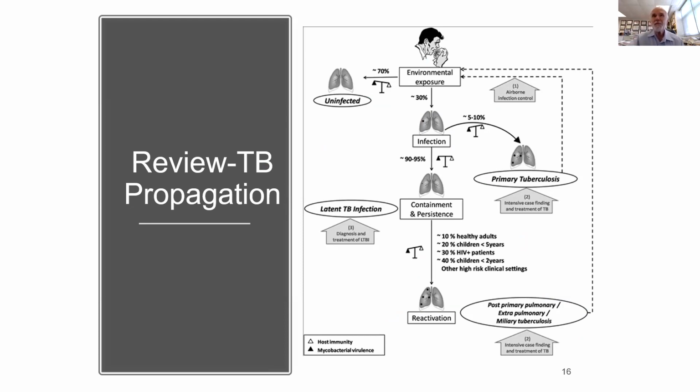So this is the basic pathophysiology. We've got our exposure history. So a patient is exposed to TB, and the highly infectious TB cases are the ones that have a big cavity. Those are the most infectious. And then the ones that have laryngeal TB.